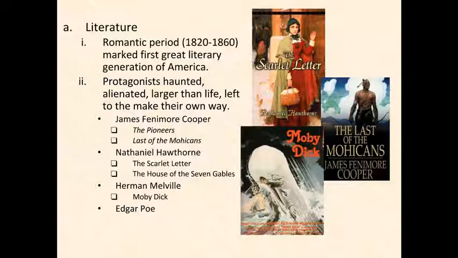So James Fenimore Cooper wrote The Pioneers and The Last of the Mohicans. Again, the idea of that westward movement and the dwindling population of Native Americans in particular. Also Nathaniel Hawthorne created The Scarlet Letter and The House of the Seven Gables. And with Herman Melville, Moby Dick was his famous one. And then with Edgar Allan Poe, you had a lot of short stories as well. So they were very influential, and it was the first real literary class, at least with these authors, that influenced the first great literary generation in America.